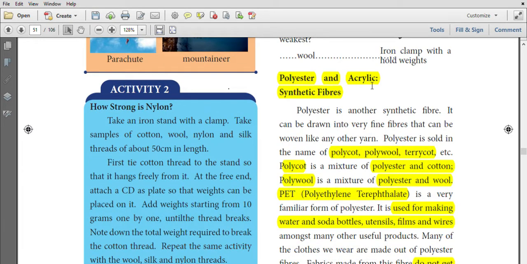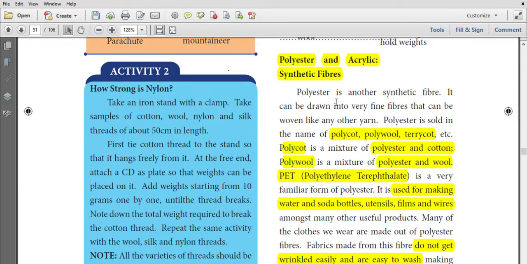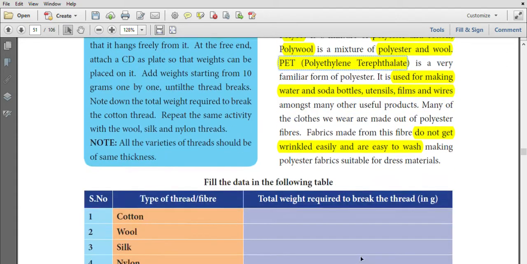Polyester and acrylic are synthetic fibers. Polyester blends are called polycot, polywool, terrycot. Polycot is a mixture of polyester and cotton. Polywool is a mixture of polyester and wool. PET is polyethylene terephthalate. It is used for making water and soda bottles, utensils, films and wires. It does not get wrinkled easily and is easy to wash.